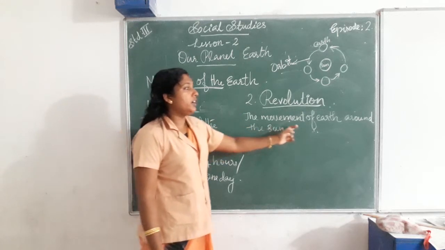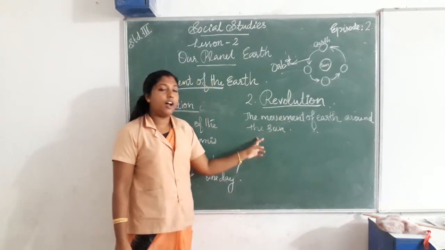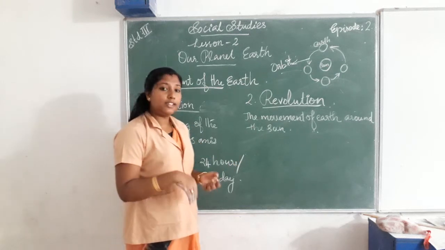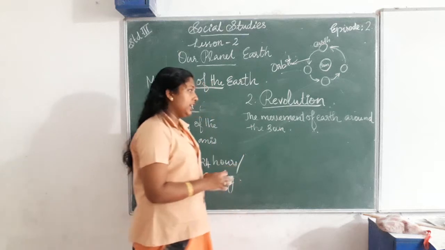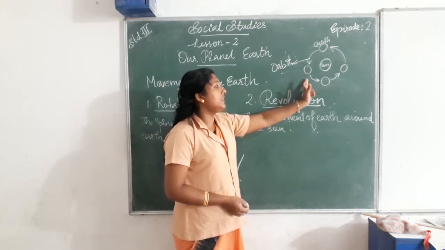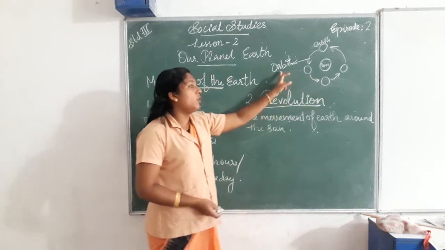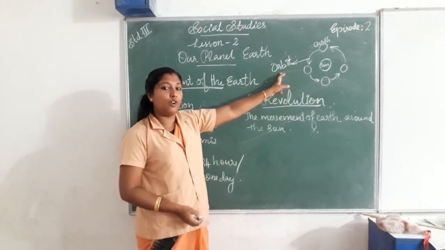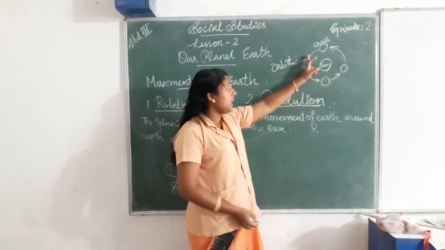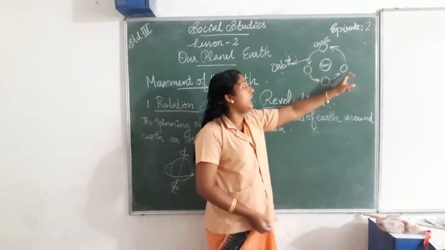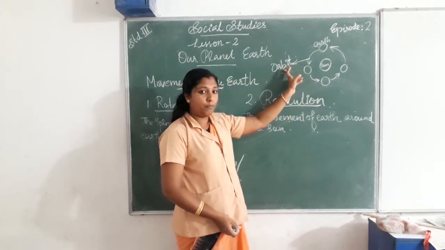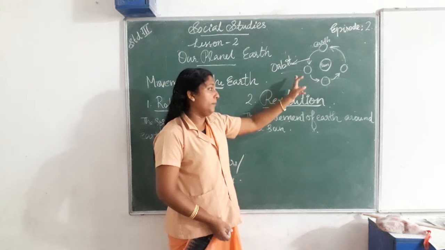Once again, what is revolution? The movement of earth around the sun is called revolution. The movement of earth around the sun along a fixed path, that path is called orbit.